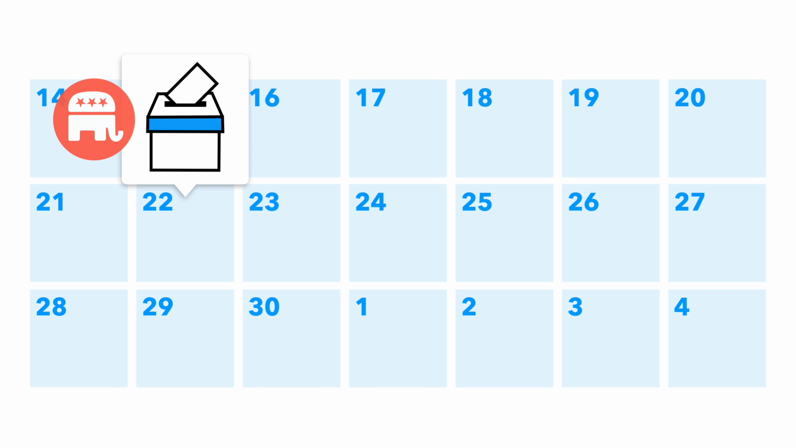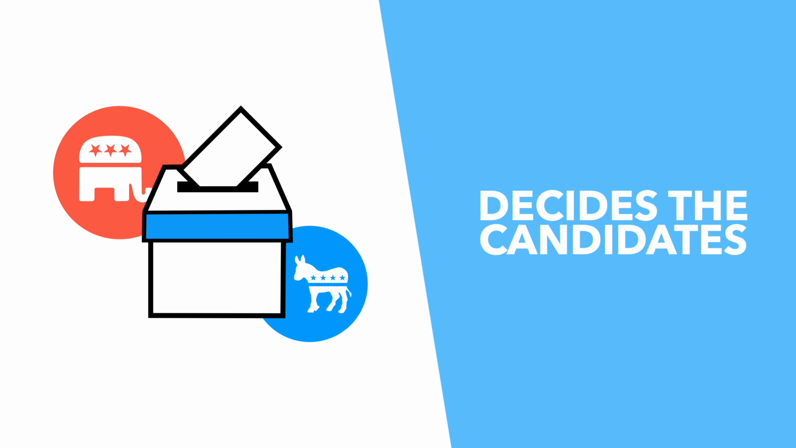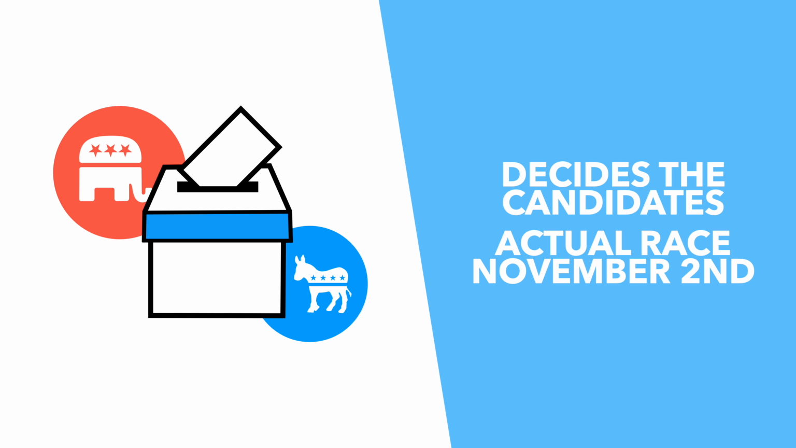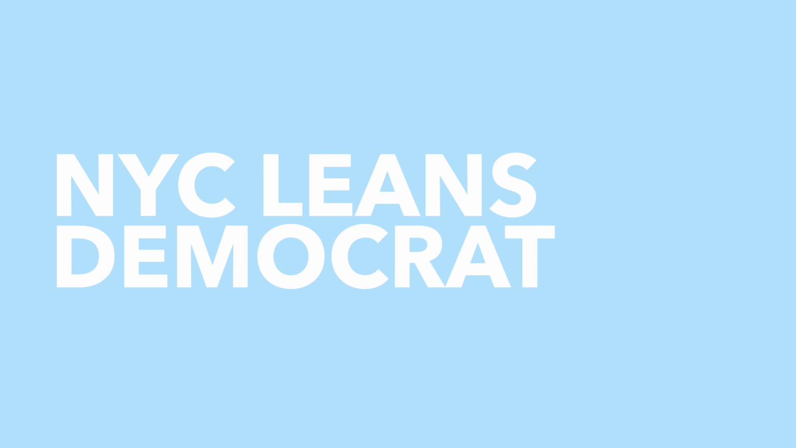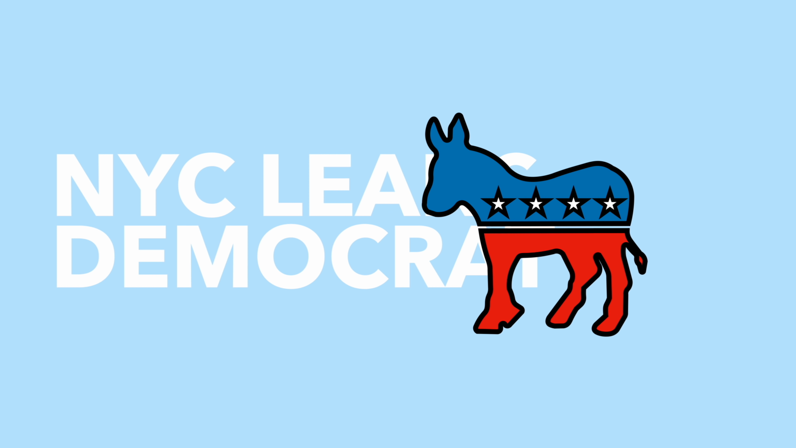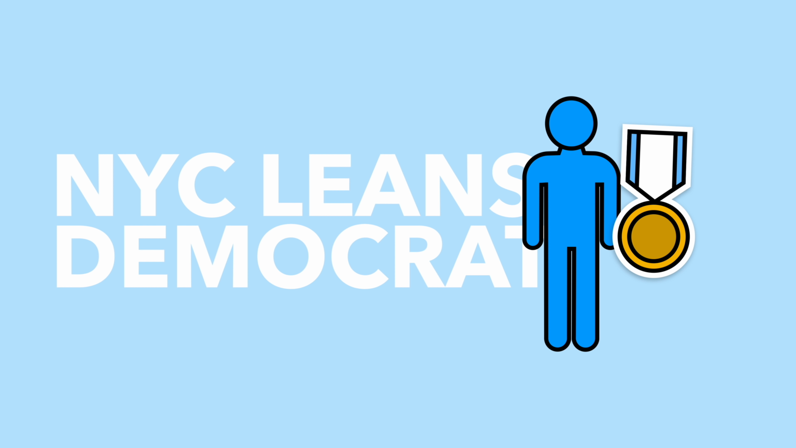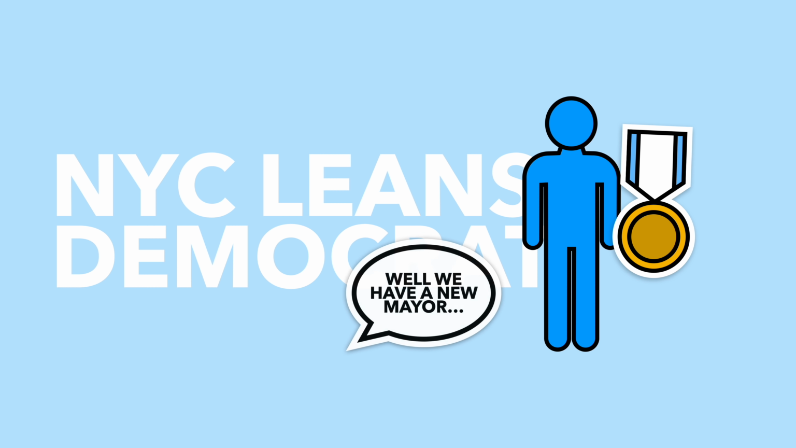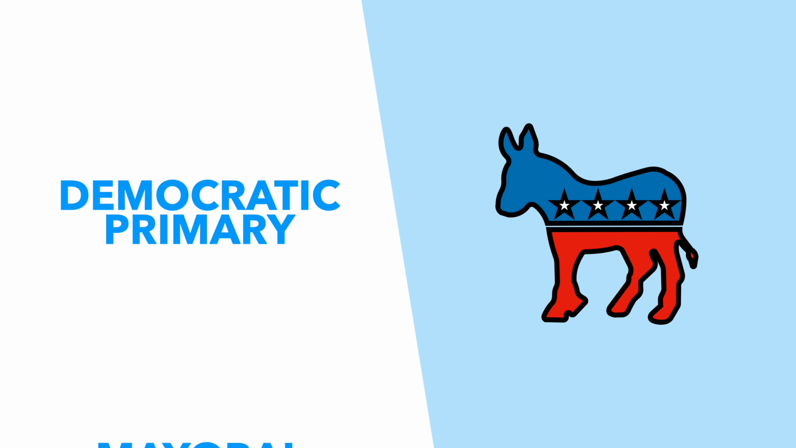So on Tuesday, Republicans and Democrats held their primaries for the New York City mayor. Now technically these primaries only decide the Democrat and Republican candidate, with the actual race taking place on November 2nd. But because New York leans so heavily Democrat, in practice whoever wins the Democratic primary becomes the mayor. Essentially, the Democratic primary is the de facto mayoral race.